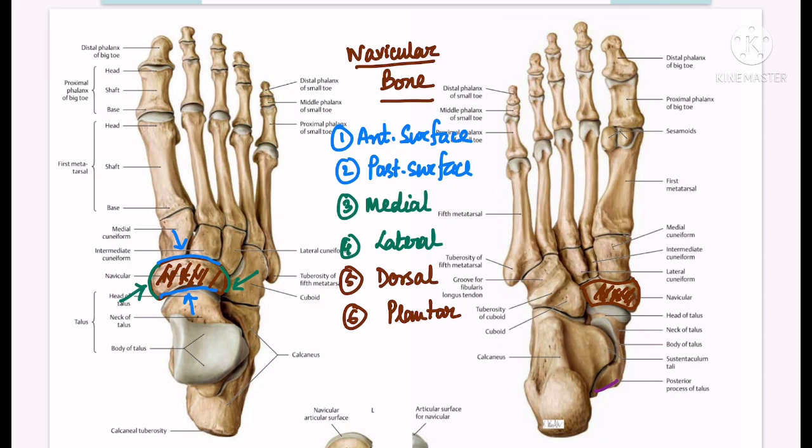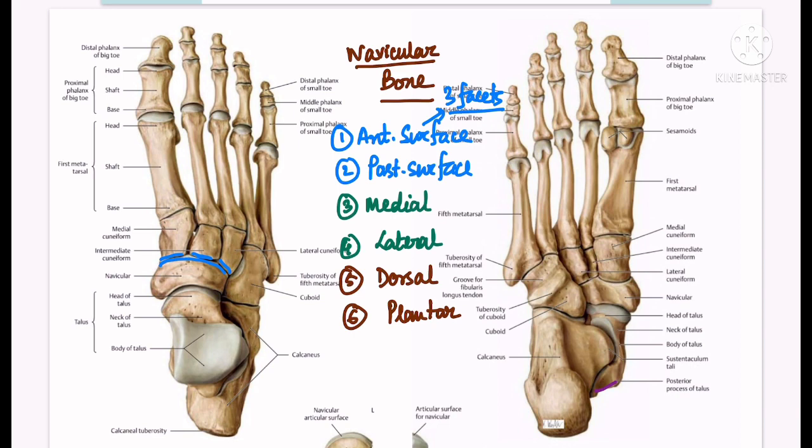Now we discuss the individual surfaces one by one. Let's clear the picture. First of all, the anterior surface. The anterior surface is convex and it possesses 3 articular facets for the 3 cuneiforms. One for the medial cuneiform, one for the intermediate cuneiform, another for the lateral cuneiform. Among them the medial facet is the largest.